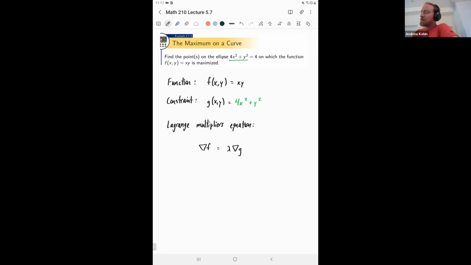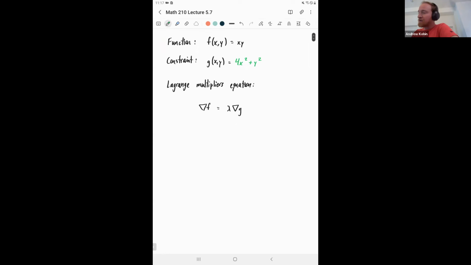Our Lagrange multipliers equation is then given to us. And in order to compute the pieces of this equation, we want to compute the two gradient vectors. So nabla f, if I take the partial derivatives of f with respect to x and y, I'll just get those variables in the opposite order. Then we'll have some constant lambda times the gradient vector for g. And luckily, g has a pretty easy gradient to compute as well. We'll get in the first component 8x, and in the second component 2y.